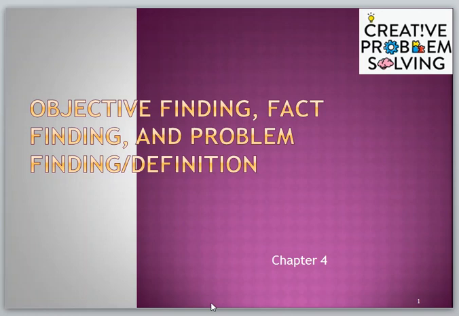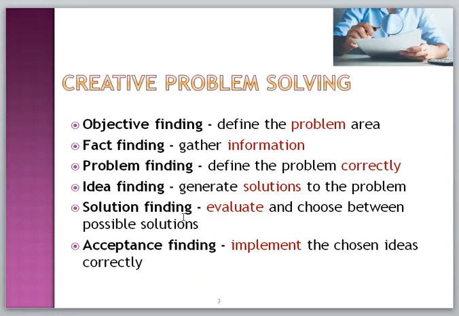Bismillah ar-Rahman ar-Rahim. This is a completion of chapter 4, second video we have on creativity problem solving. The chapter concentrates on the first three stages of the creativity problem solving model. These three stages are objective finding, fact finding, and problem finding. The model has 6 stages.